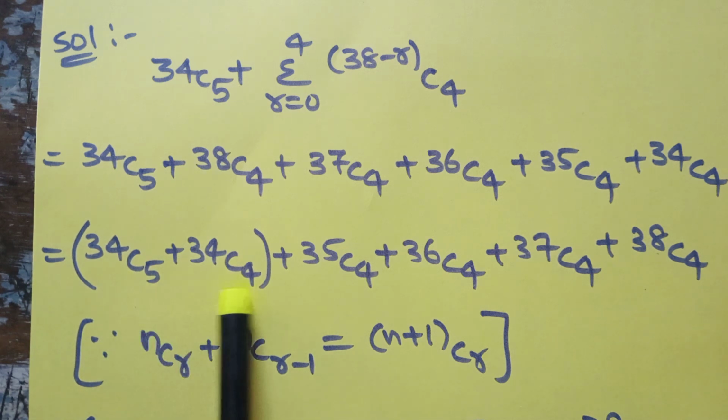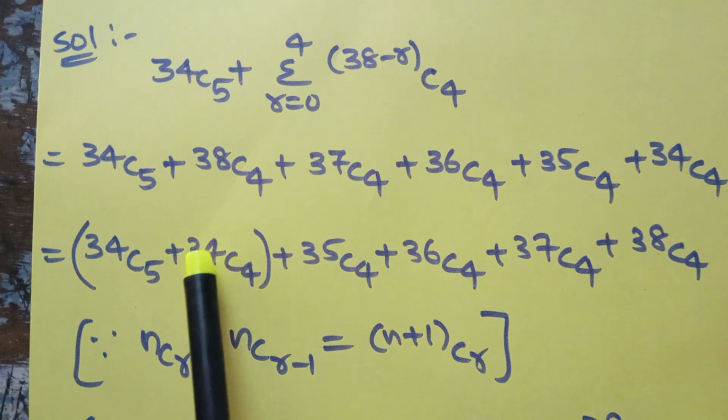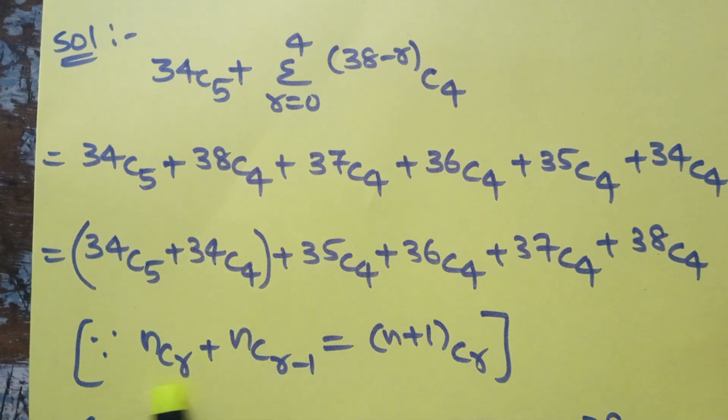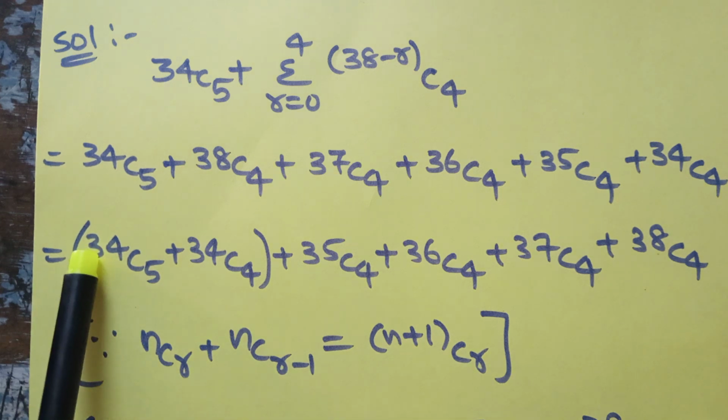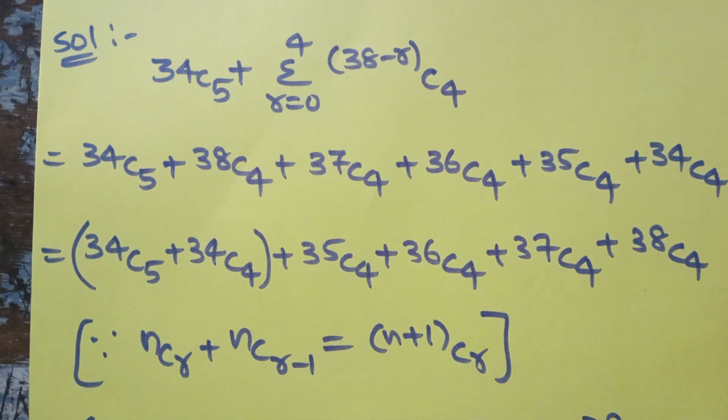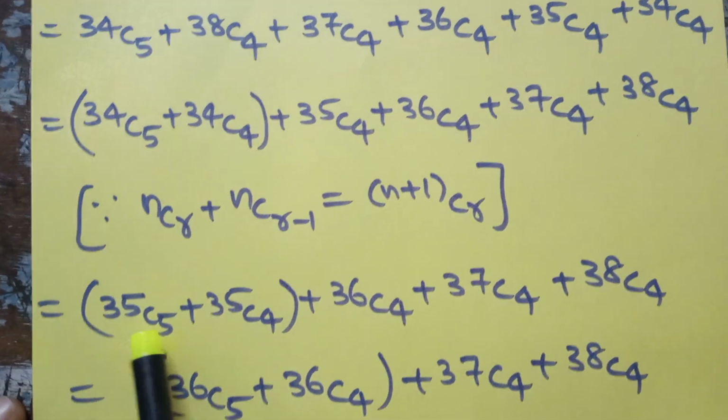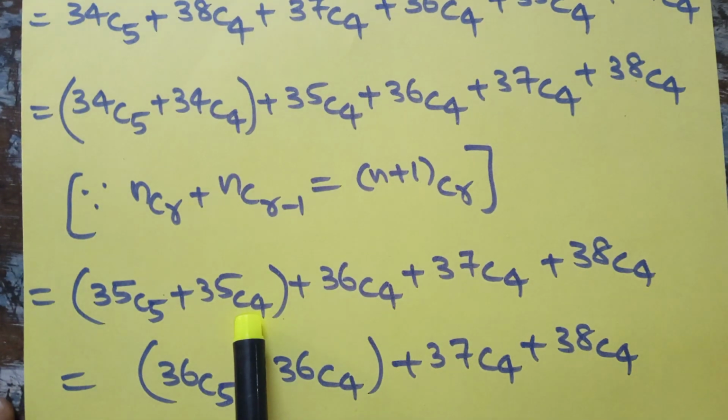So these two are in the form of this formula, where we can write (n plus 1)Cr. Following, children, 34C5 plus 34C4 are in the form of this one. We can write n plus 1. What is n? 34. 34 plus 1 is 35, C5, and sending this 34C4 inside. So we will get 35C5 plus 35C4.